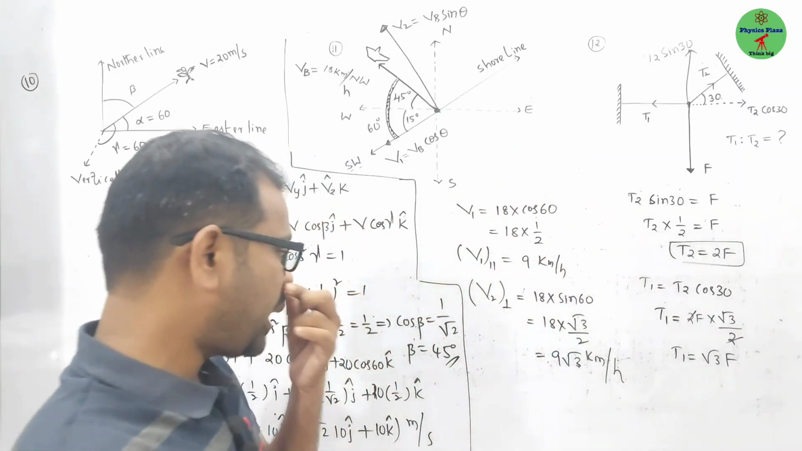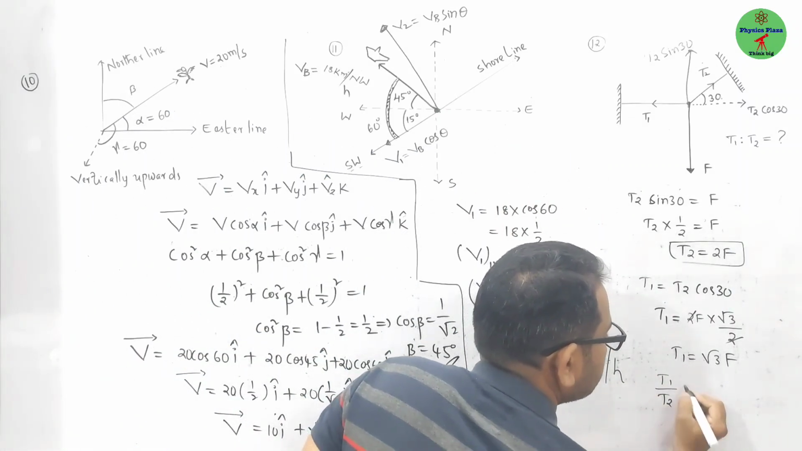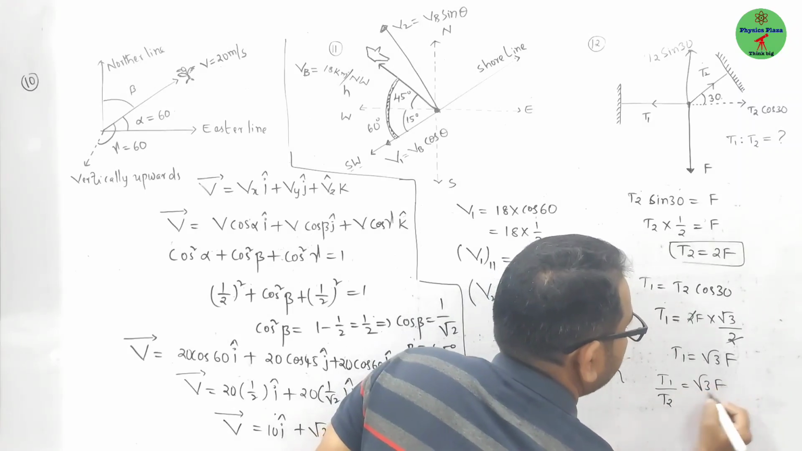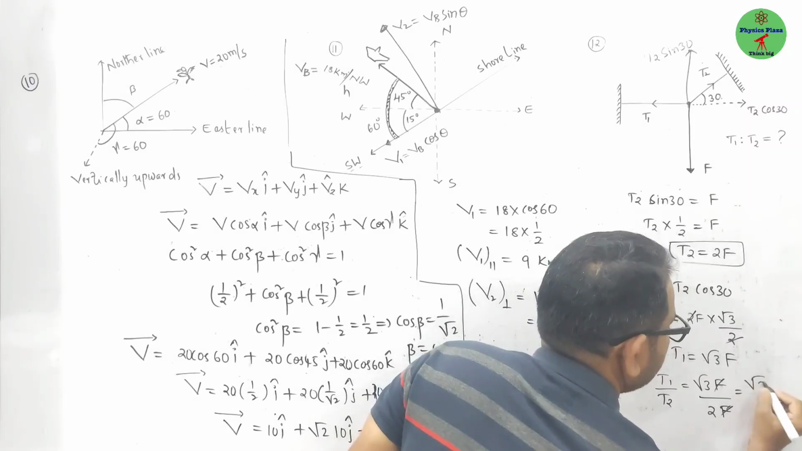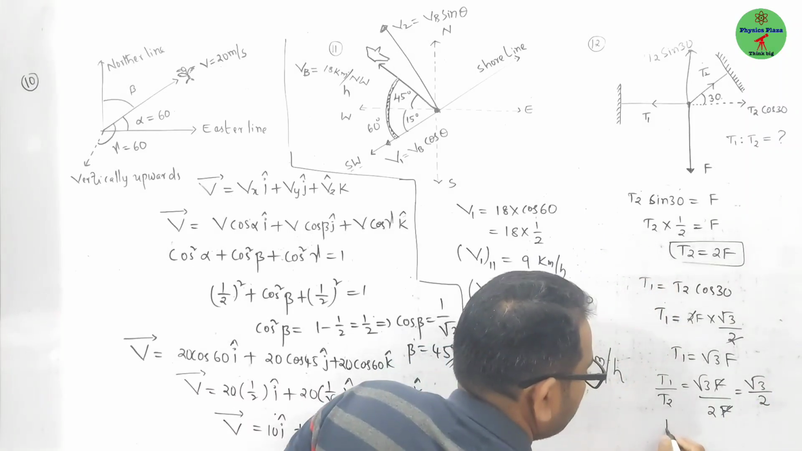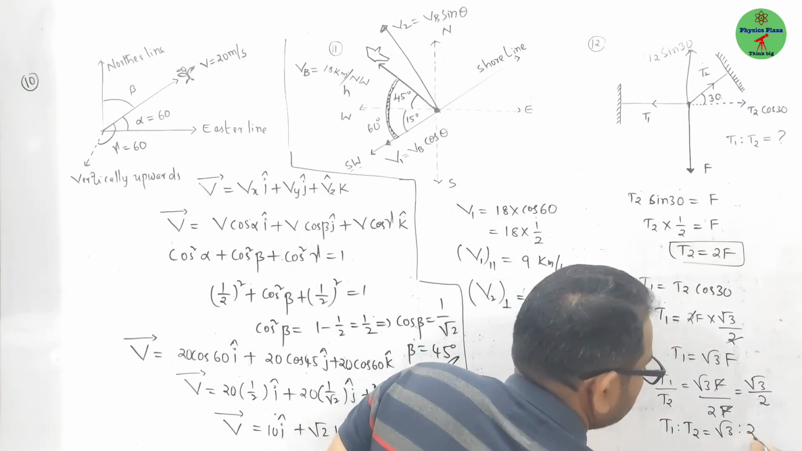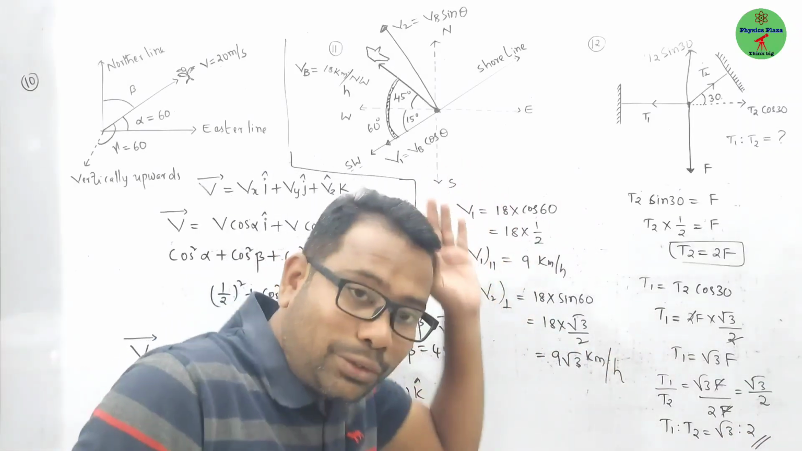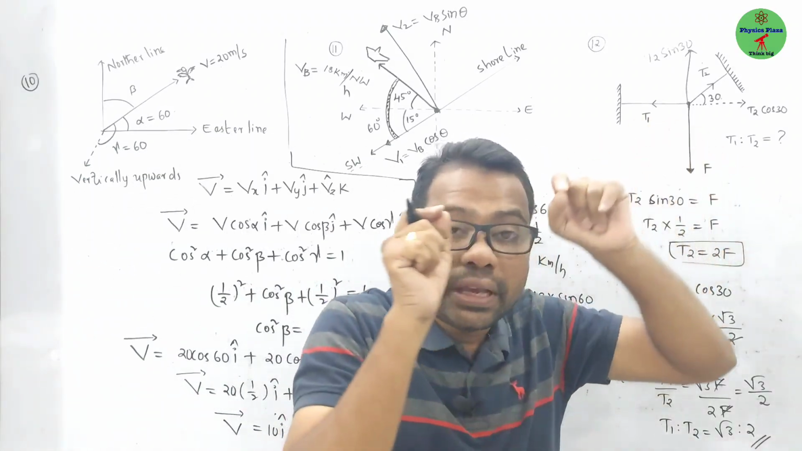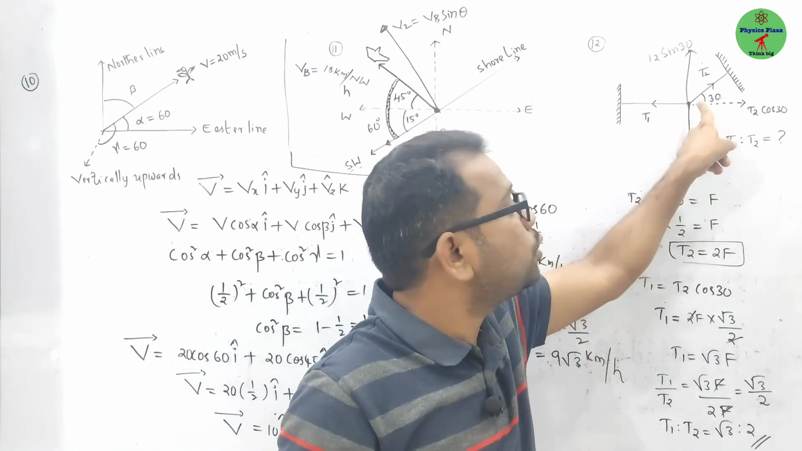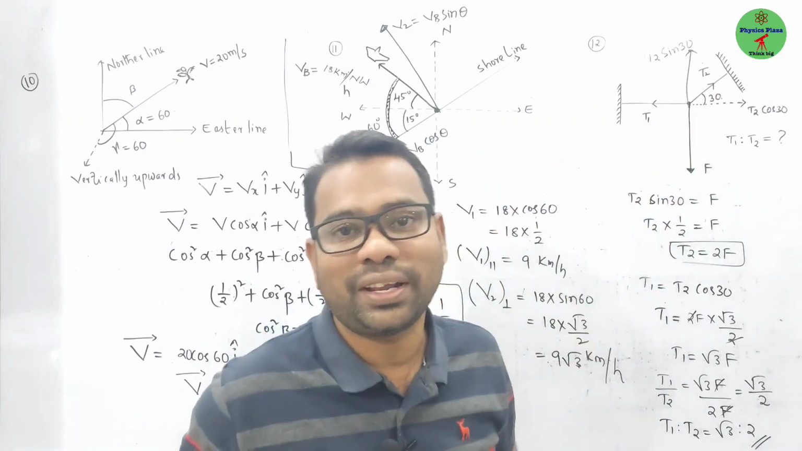Now what are they asking? They are asking us to calculate the ratio, right? T1 by T2 is equal to root 3 F by 2F. F cancels. This is root 3 by 2. So T1 is to T2 is root 3 is to 2. That's it. Children, don't get confused. See why we are equating? Because it is given that this particular point, the particle or object, is in equilibrium. That you should not forget.